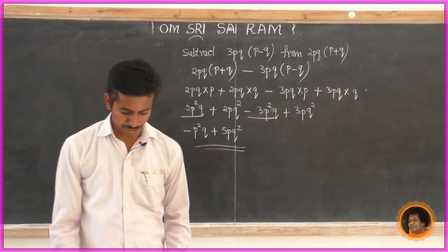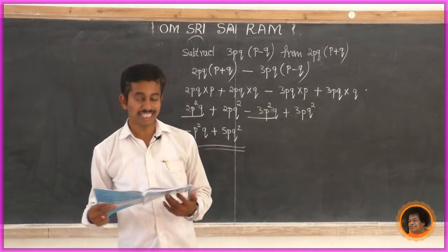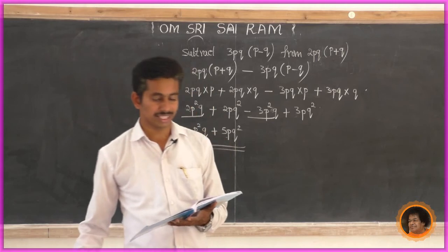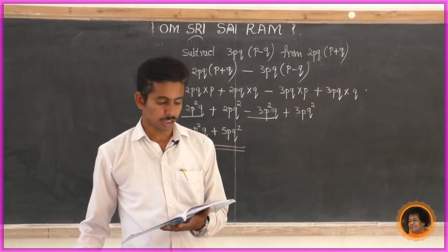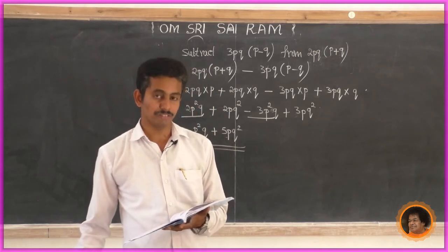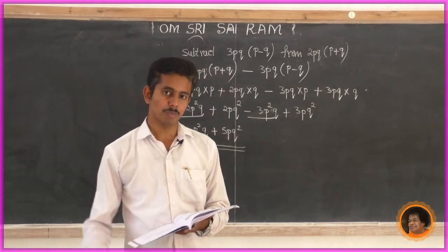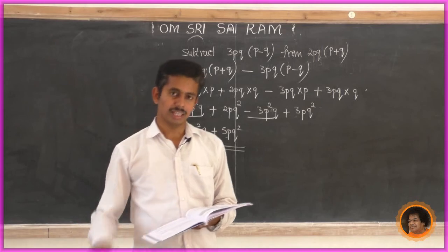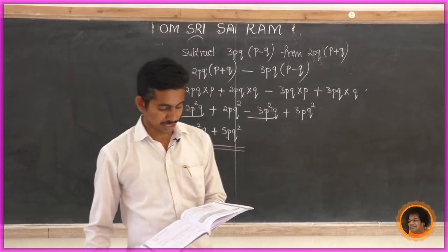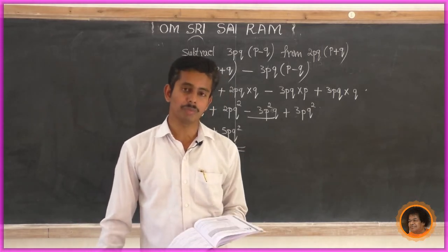Now open your textbook, page number 98. One exercise is given, exercise 6.3. First one, second one, third one, fourth one, fifth one: these are homework. You can solve these problems with the help of the examples. Then next class we will discuss multiplying a polynomial by a polynomial.